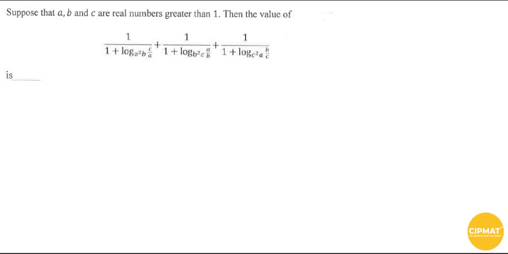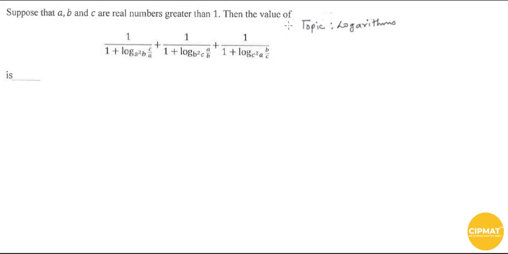Okay, let's solve this question now. Suppose that a, b and c are real numbers which are greater than 1. Then we need to find the value of this scary looking equation. So clearly we can see a lot of logs over here. So the topic of this question will be logarithms, and I'm going to mention the concepts as I solve this problem.